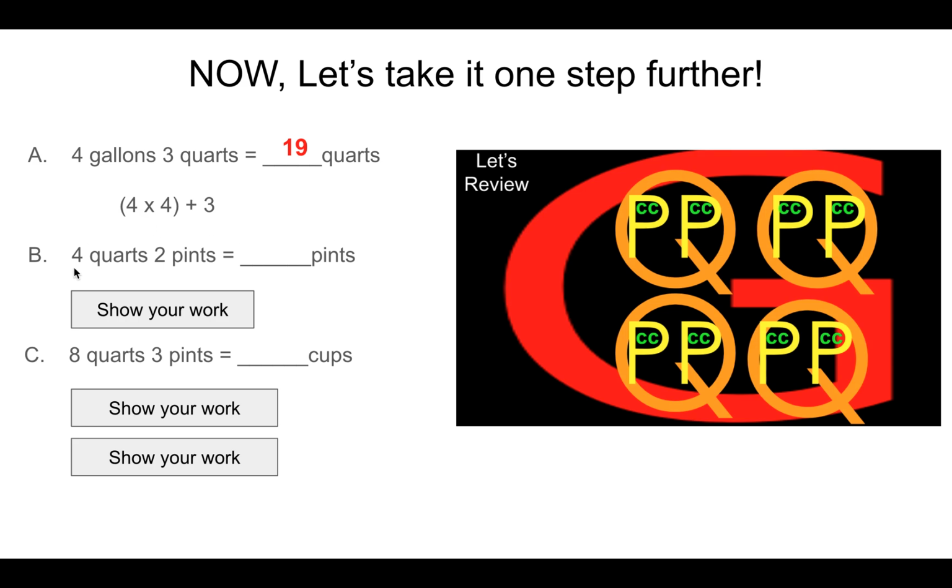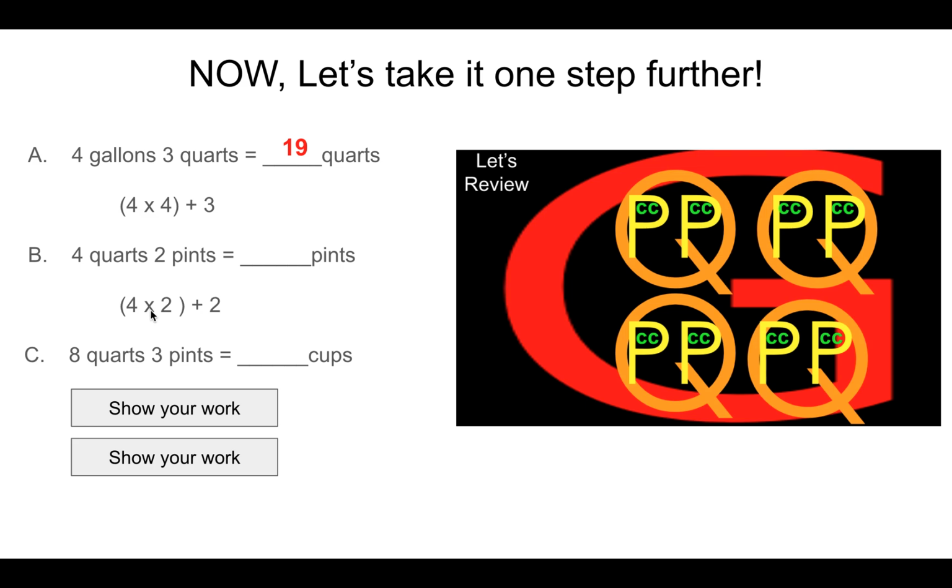Let's take a look at B. This one's a little bit different. 4 quarts, 2 pints equals how many pints? I'm seeing quarts and pints here. Just like the last problem, the pints is already here. I don't need to convert that. But the quarts, I need to convert that. So my equation is going to look like this.